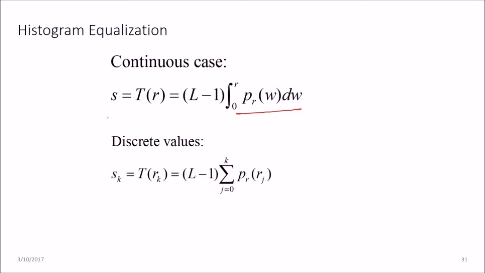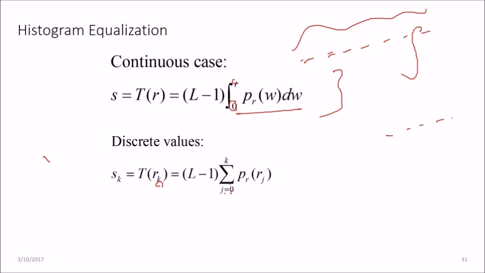This is the equation for the continuous case. But for the discrete case, we cannot use the integral. The integral is always used for the continuous case. For the discrete case we use s_k equal to T(r_k), because this is not continuous; we have only certain values here. So s_k is equal to T(r_k) equals (L minus 1) times the sum over j equal to 0 to k, because there are k discrete values, of p_r(r_j).